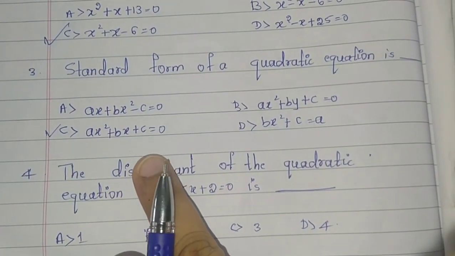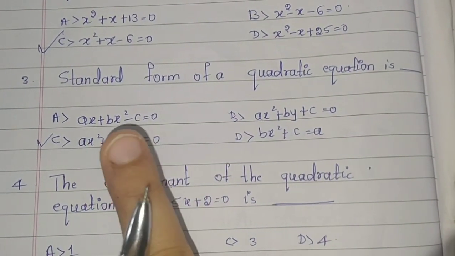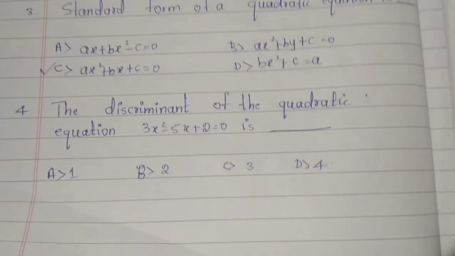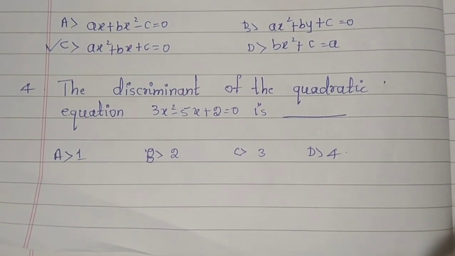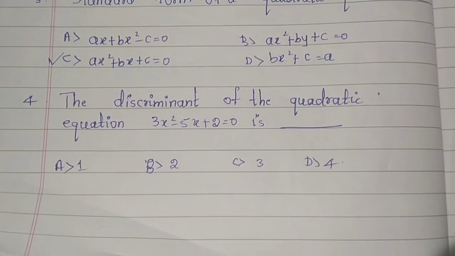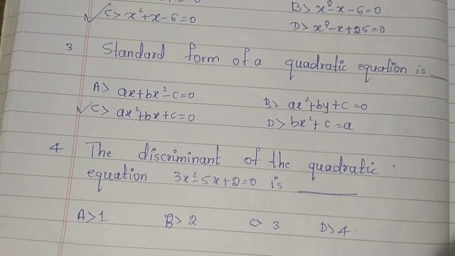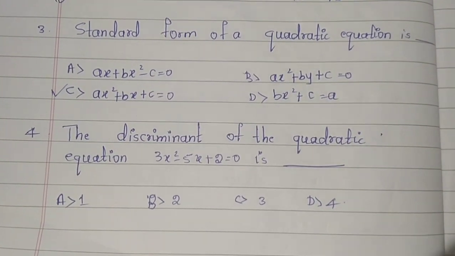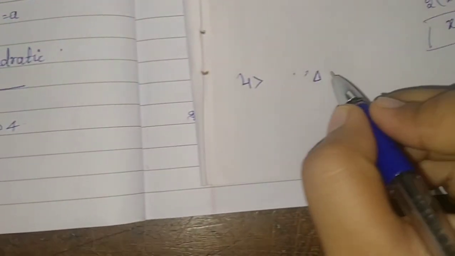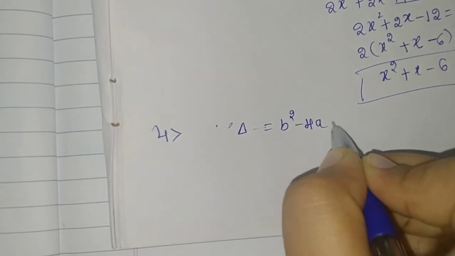So this is a very important question: the standard form of a quadratic equation is ax square plus bx plus c equals 0. Now we will see the next question: the discriminant of the quadratic equation 3x square minus 5x plus 2 equals 0. So now we will find the discriminant of the quadratic equation. The discriminant is nothing but b square minus 4ac. So you have to find b square minus 4ac.